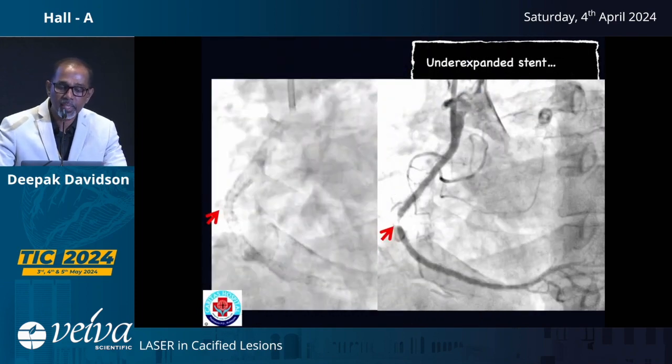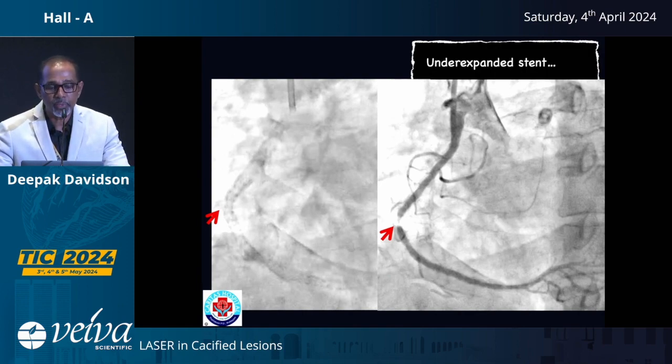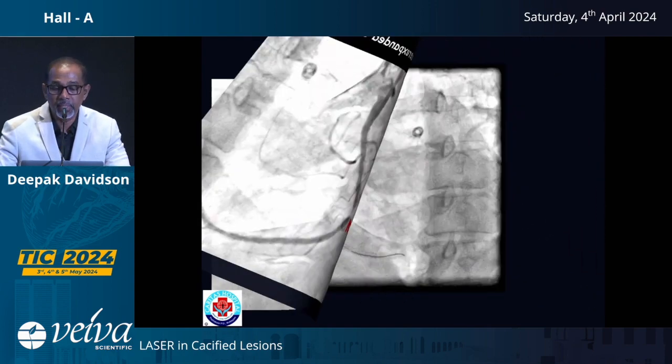If you concentrate on the first image, you could see that both the stents are under-expanded. So primarily, we wouldn't want to deploy another third stent over there. We somehow wanted to get away with a drug-eluting balloon because it was an under-expanded stent. So our plan was to open up that under-expanded stent. We went ahead with lasing.